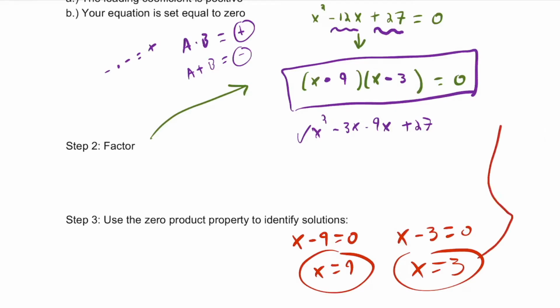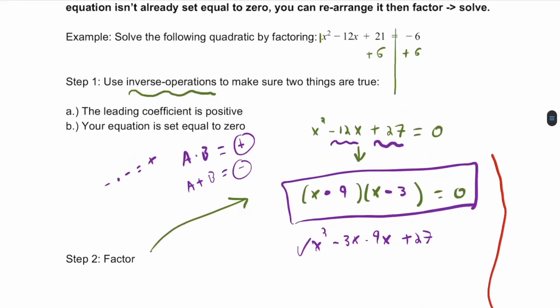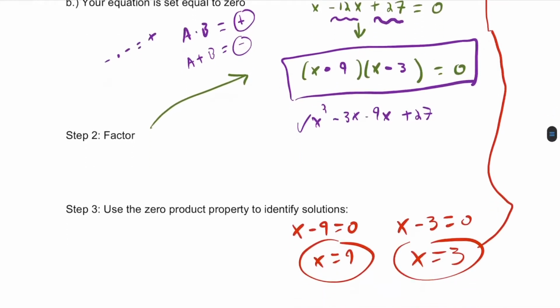Let's just kind of check one just to see the idea here. The idea is that if I plug in a 3 for these x values, this would be a true statement. 3 squared is 9. Negative 12 times 3 is negative 36. So we would have 9 minus 36. That's negative 27. Plus 21. That is equal to negative 6. So that does check out when we do that math. And it would also check out for 9.